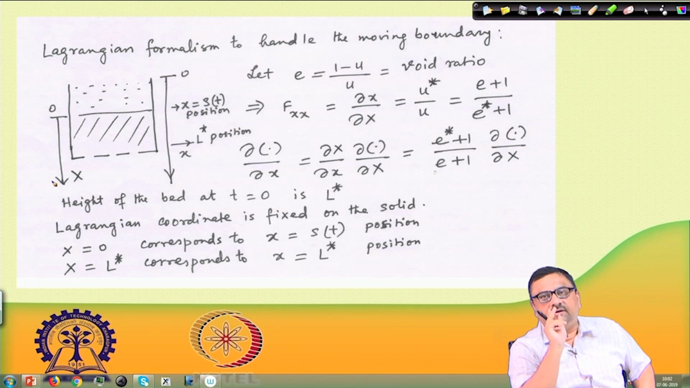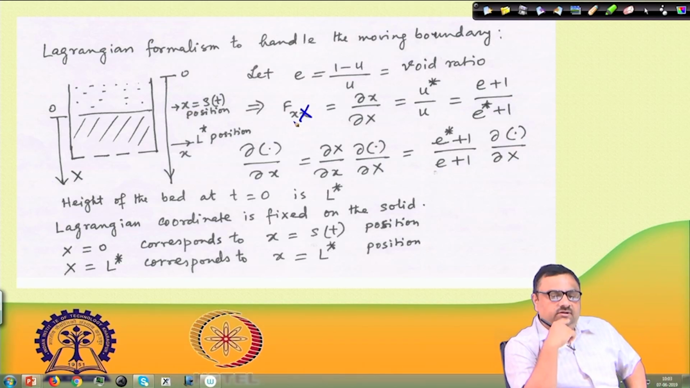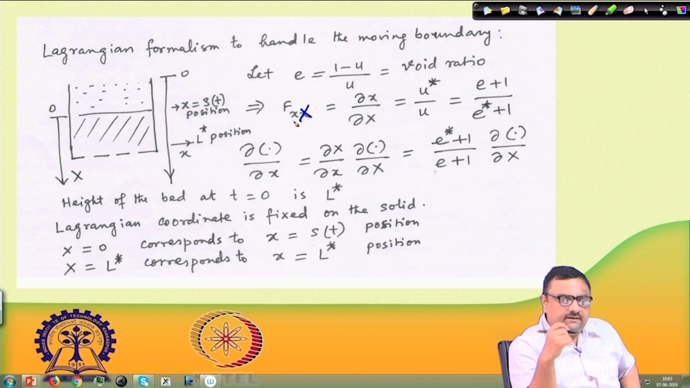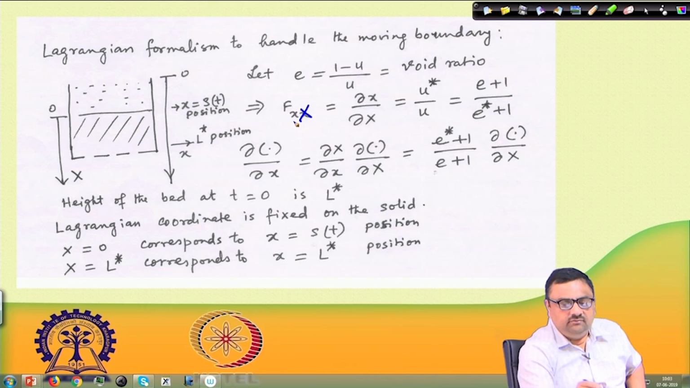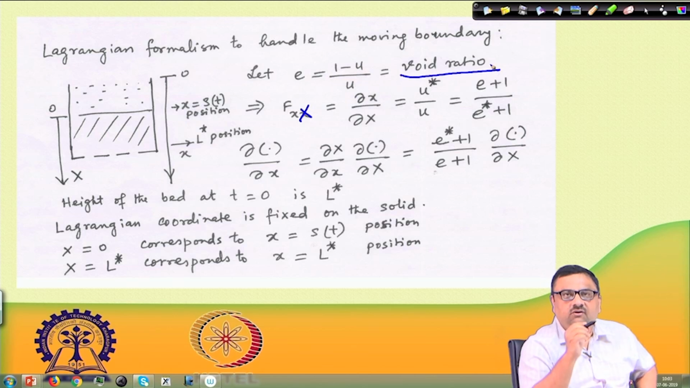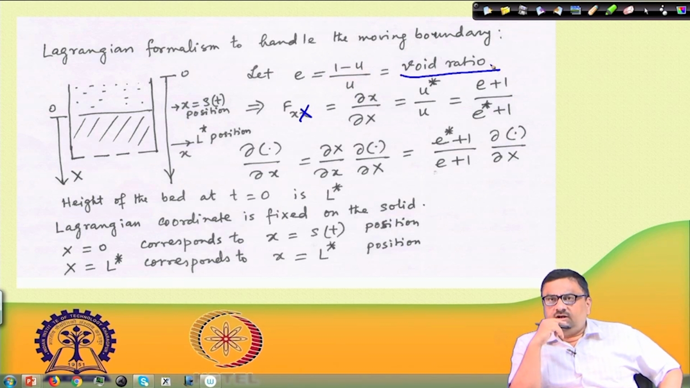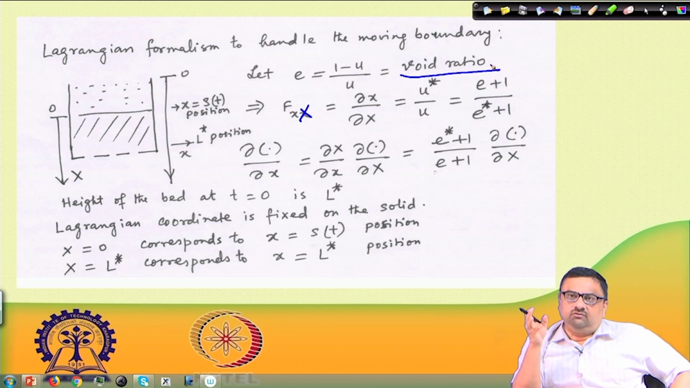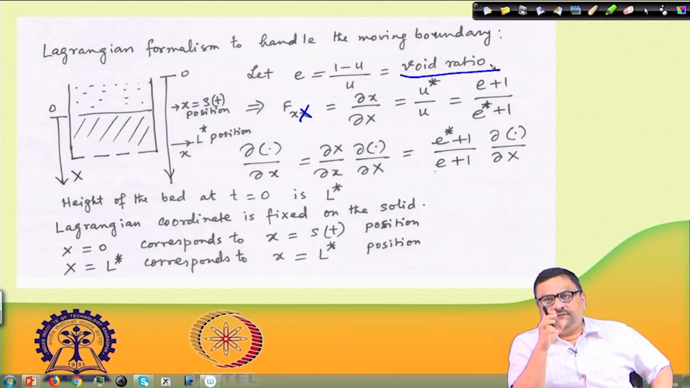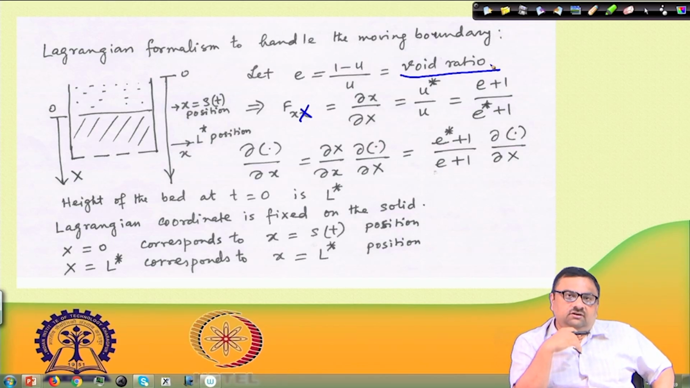The point is there should be two reference frames. One is with reference to the original position, another is with reference to the moving boundary. If one has a moving boundary, then here instead of u, the one thing that is defined is e is equal to (1 minus u) by u, where e is the void ratio. Instead of a void fraction, which is the void volume divided by total volume, we have gone for void ratio. That means the void volume divided by the non-void volume. So, this is called void ratio.